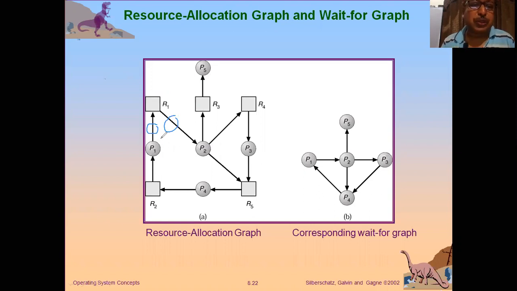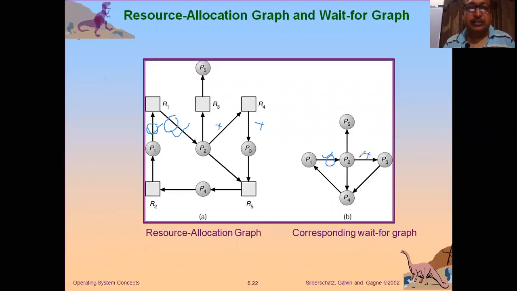Okay, now from this resource allocation graph, we can construct a wait-for graph. For the wait-for graph, there will be only processes, there will be no resources. And how the edges of this graph will be decided, I will just tell you. If there is an edge from P1 to R1 and there is an edge from R1 to P2, there will be an edge from P1 to P2. There is one edge P1 to R1, there is one edge R1 to P2, so there will be one edge P1 to P2. Similarly, see this, there is an edge from P2 to R4 and R4 to P3, so there will be an edge from P2 to P3.